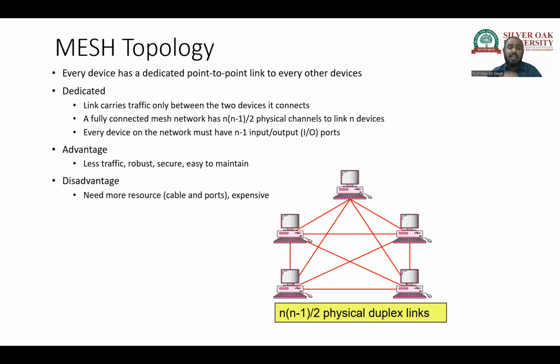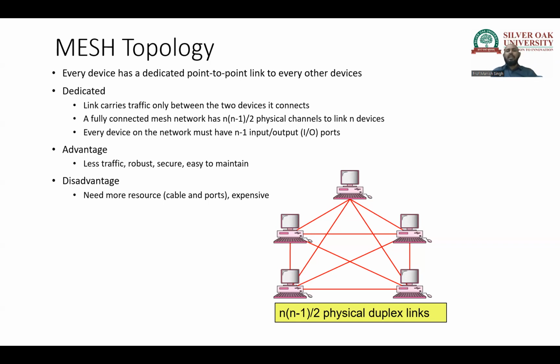The disadvantage is that it needs more resources, for example cables and ports, and that makes your network more expensive. So you can understand this cannot be considered for a big network. Big network means it cannot be considered for 100, 200, or 300 PCs, because that makes your network messy. So it can be used only for a small network.